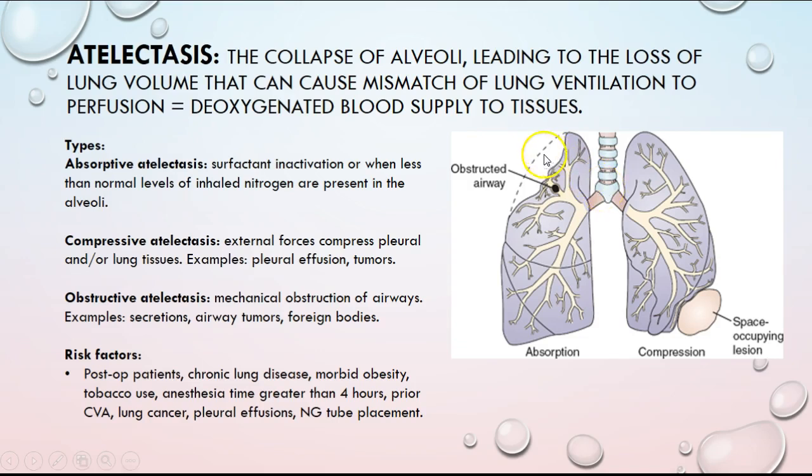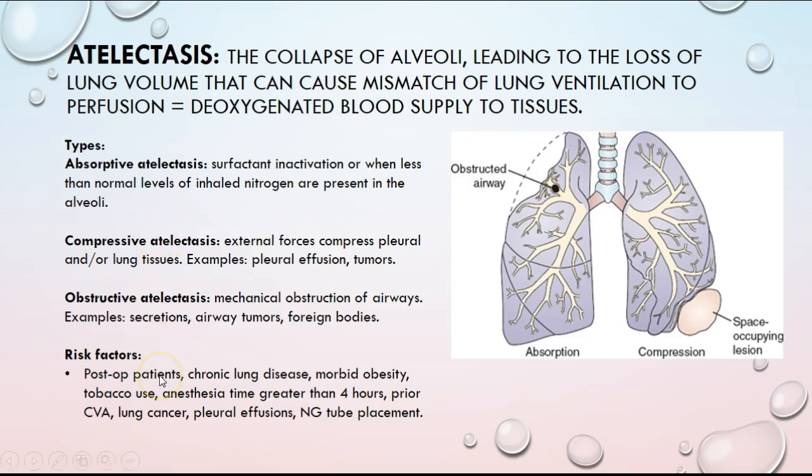Atelectasis, this is a collapse of the alveoli leading to the loss of lung volume that can cause a mismatch of lung ventilation to perfusion, which basically results in deoxygenated blood supply to the tissues. So not getting a good gas exchange. There can be different types, but just make sure you know generally what atelectasis is and know the patients who are going to be at higher risk of it.